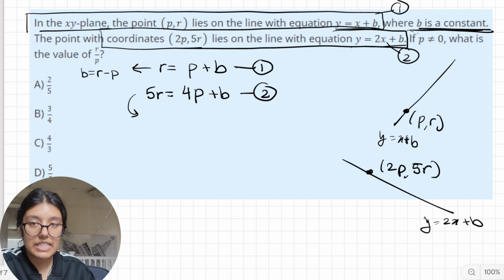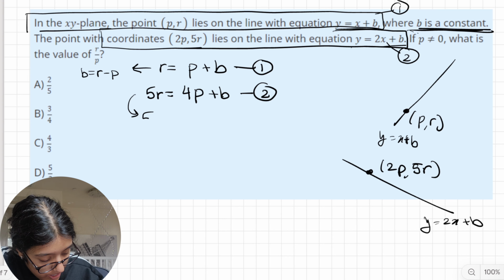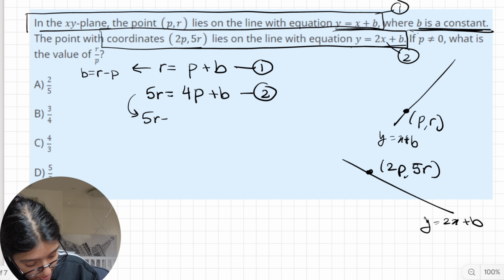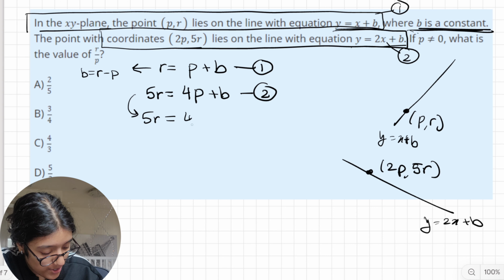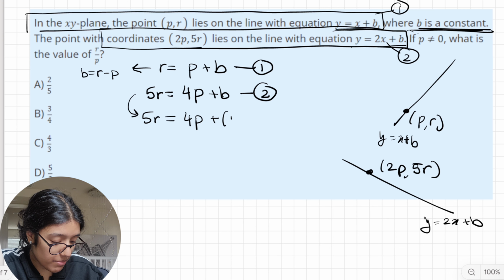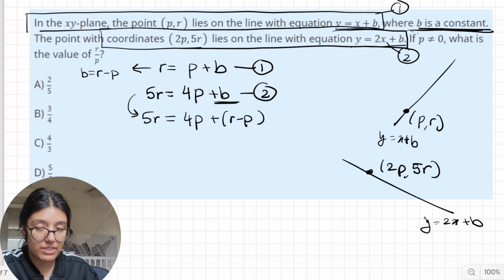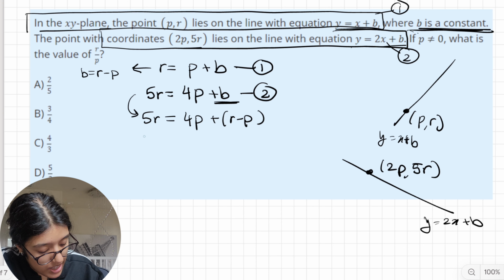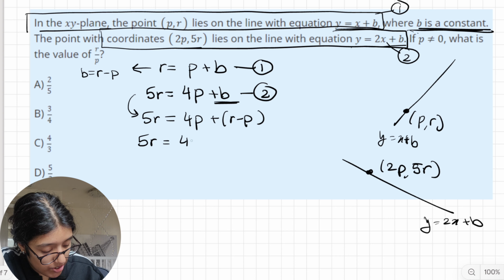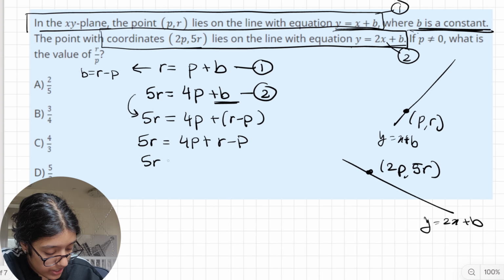Next, we can replace this into our second equation. So we have 5r equals 4p plus r minus p, because I just replaced b in the second equation. We have 5r equals 4p plus r minus p. Simplifying the right side, we have 3p plus r.